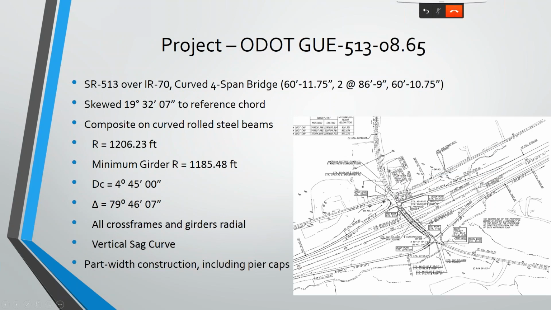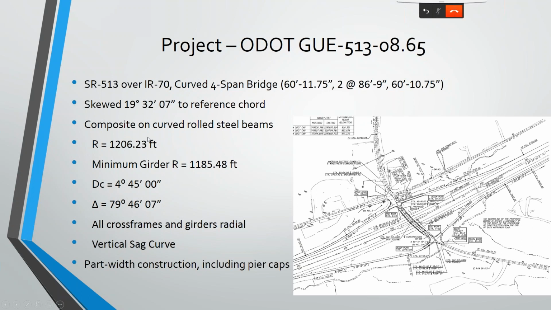So SR 513, this is State Route 513, this is I-70, and we're working on this interchange here. It is both a horizontally curved and a vertically curved large sag curve coming through here. This kind of comes up a mountain, or mountain as much as we ever have a mountain in Ohio, but big hill, put it that way. And it's a 4-span, 60-foot, 2 at 86.9, and a 60-foot 10. As far as spans go, skewed. So this skew is to the reference chord. It's not a radial skew.